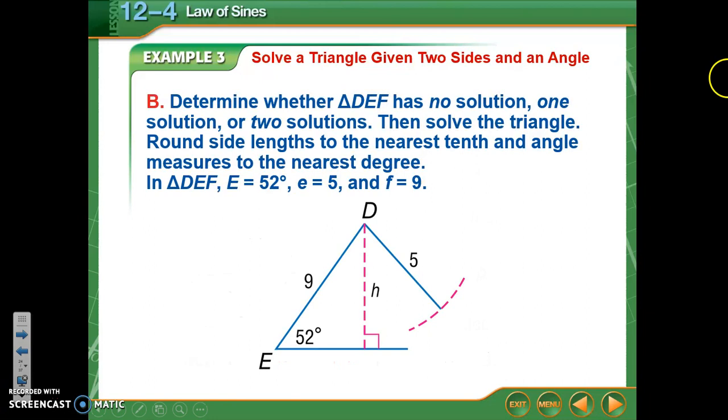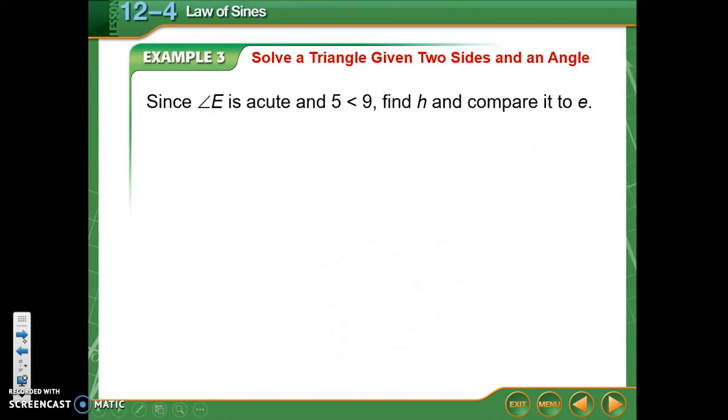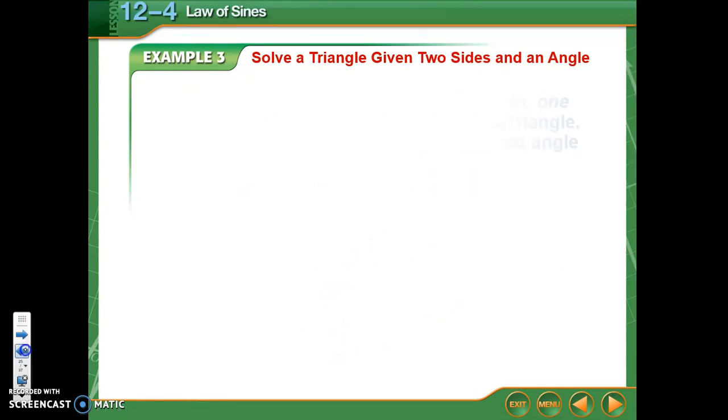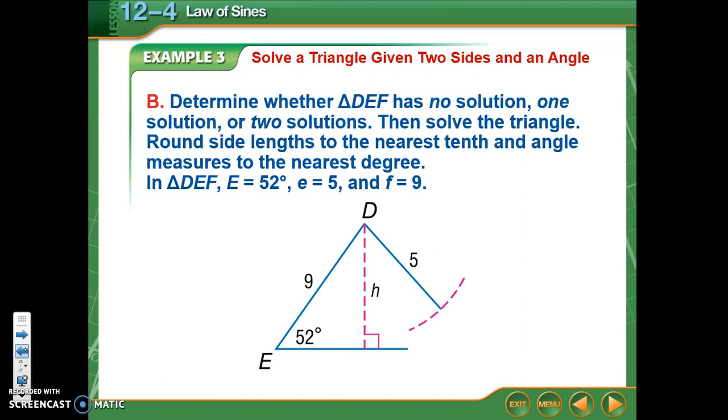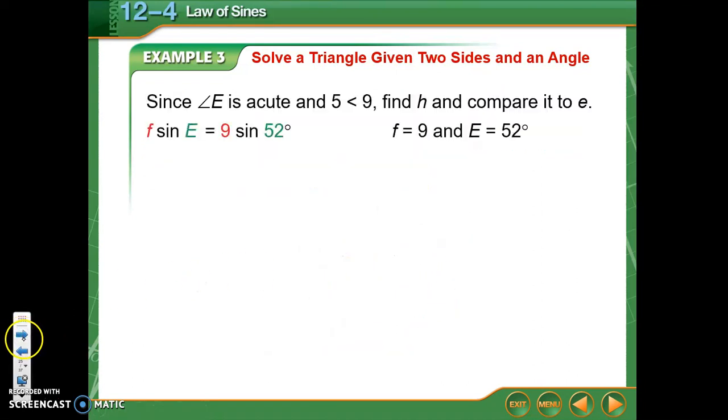All right, in this triangle, again, we're given one angle. This time my given angle is acute. The other side that I'm given is 9 and the opposite side is 5. You can probably already see what's going to happen here. I have to find the height to see. Sorry, I was thinking they were already showing you, but they're not telling you what the height is here, so we have to figure out whether or not this side is less than the height or longer than the height. So to do that, I find the height using trigonometry.